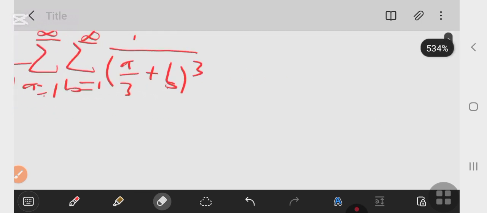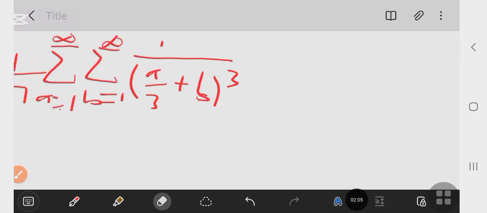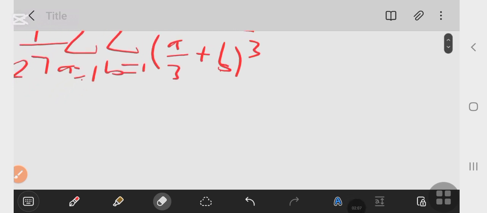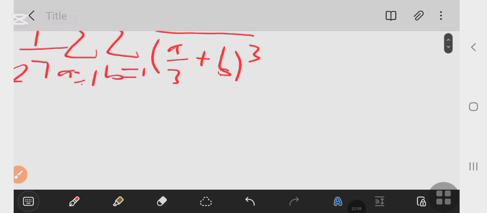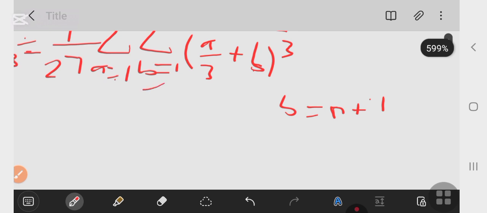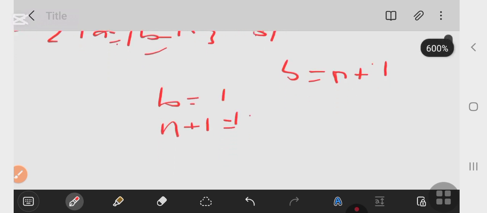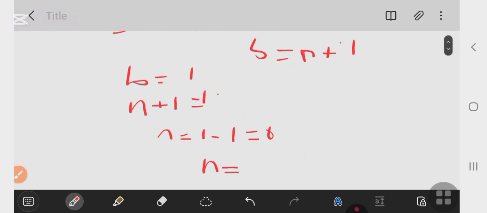Okay, now I can still rewrite this sum right here. So let me say, let b equal n plus 1. So that here, since b equals 1, n plus 1 equals 1, n equals 1 minus 1, which is 0. So my sum would now start from 0 instead of 1. So let me apply it here.